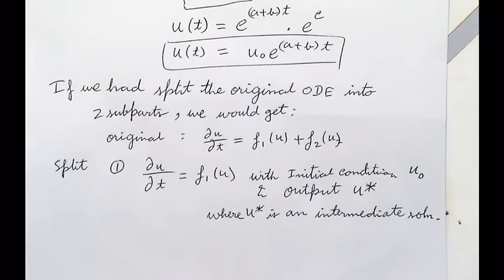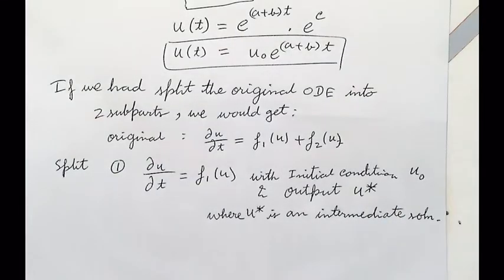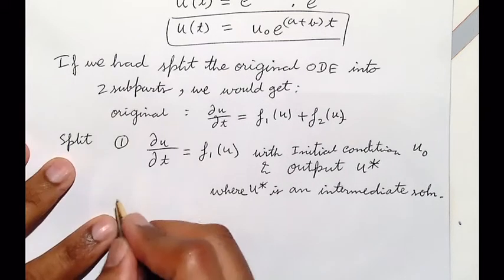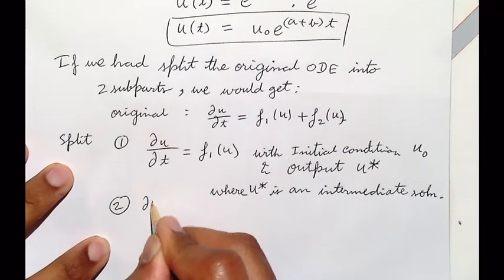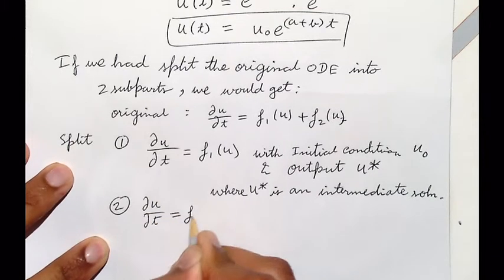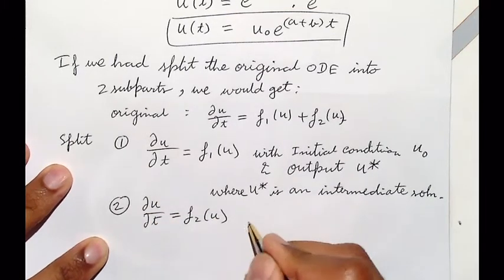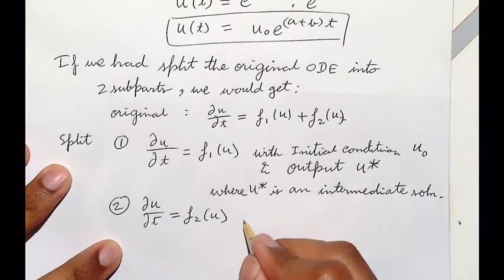Okay, at this moment you should be a little uncomfortable because I've arbitrarily decided to break this up and just taken the first part and neglected the second part. What should I do next? I should solve it, yes, but let's finish completing the split first. So use f2 to get u star star. That's my second equation, du by dt is f2 of u. And what is the initial condition now?